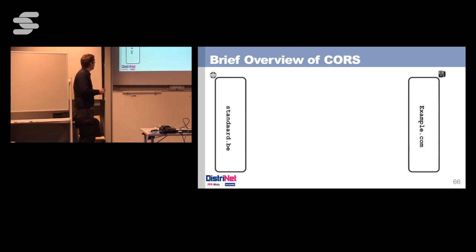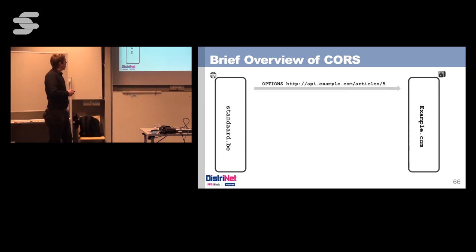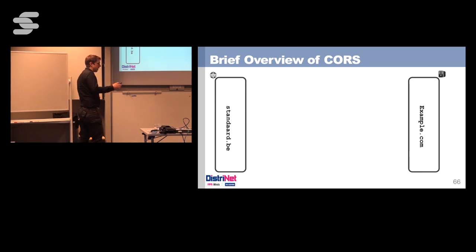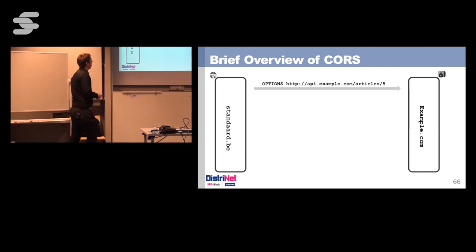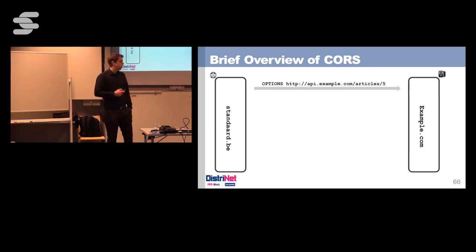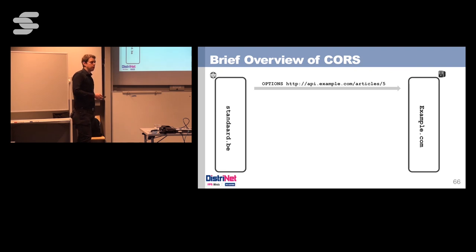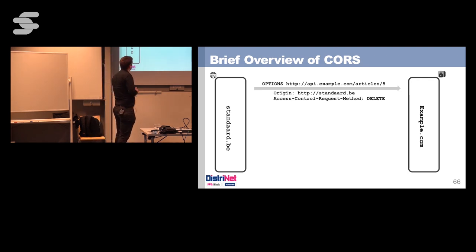How does this happen? Let's say we want to send the same DELETE request as before. The browser detects that it's a cross-origin DELETE request and will first ask permission to send that request. The permission has the form of an OPTIONS request. So OPTIONS is used in HTTP to request metadata from a server, to request the server's permission to do something, to get information: what do you support, what can I send to you. So here we ask the server, can I send a DELETE request to this URI from this origin.